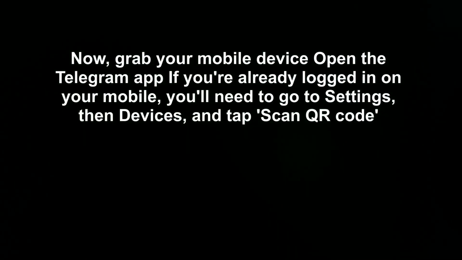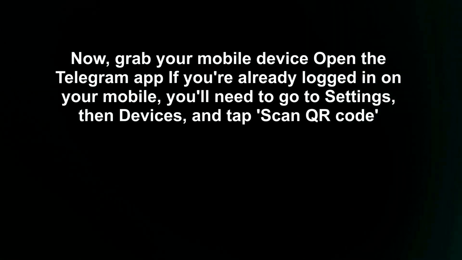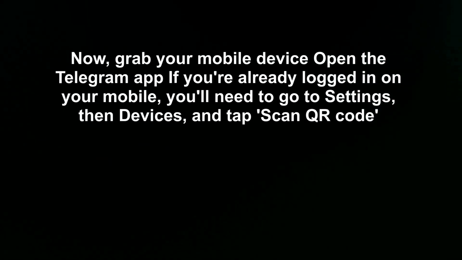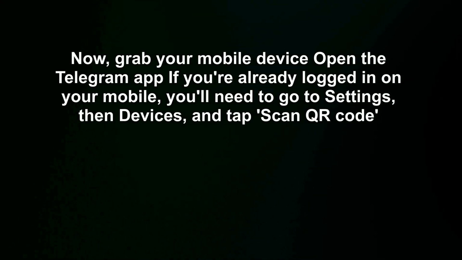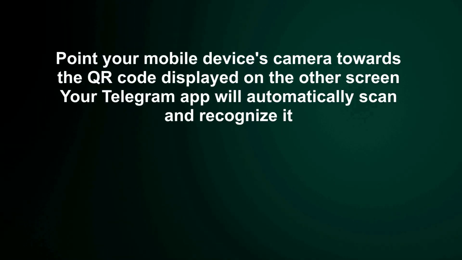Now, grab your mobile device, open the Telegram app if you're already logged in on your mobile. You'll need to go to Settings, then Devices, and tap Scan QR code. Point your mobile device's camera towards the QR code displayed on the other screen.